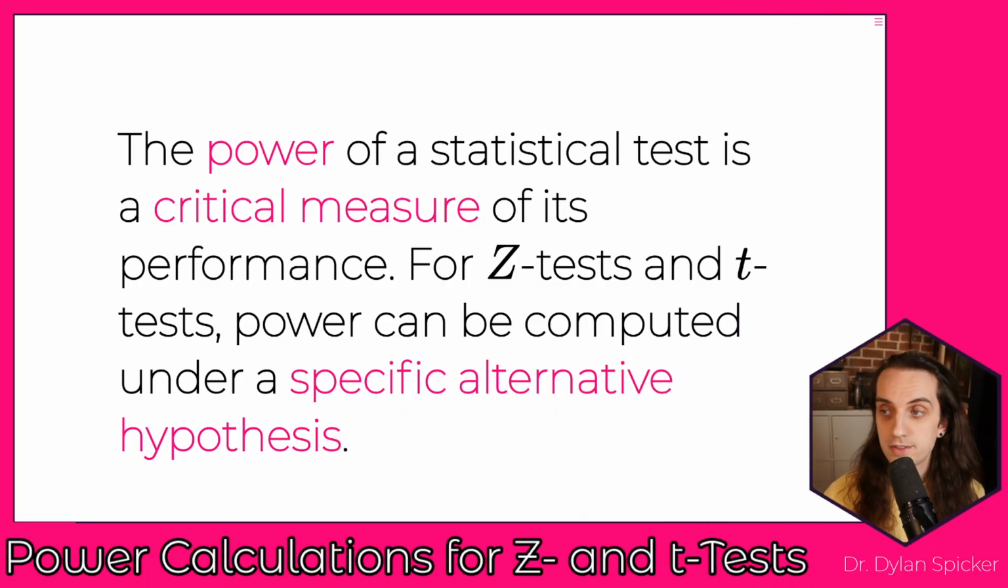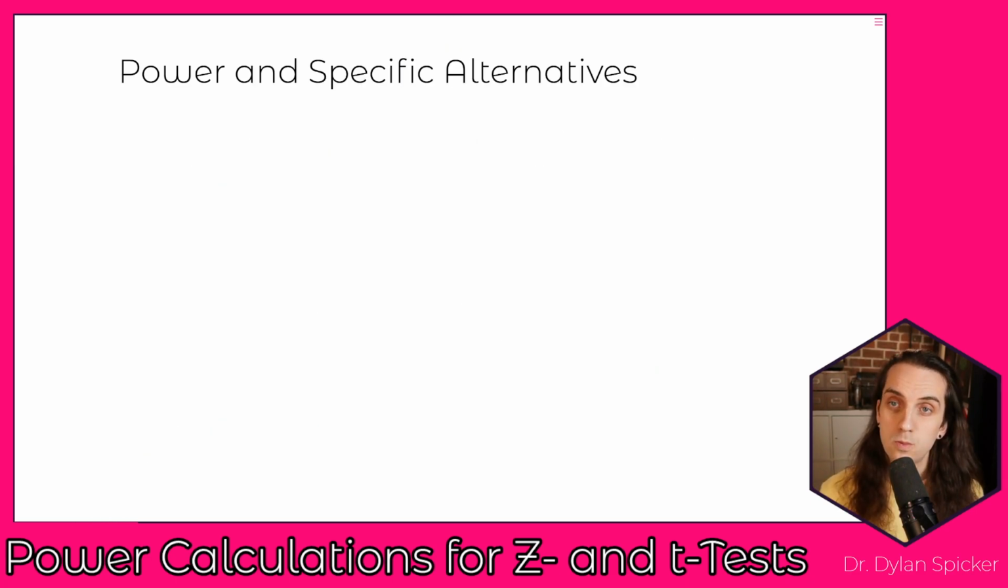So the power of a statistical test is a critical measure of its performance. If we're thinking about z-tests or t-tests, the power can be computed using a specified alternative hypothesis, and from here, we need to be doing normal or t-based probability calculations. So what are we talking about with the power and with specific alternatives?